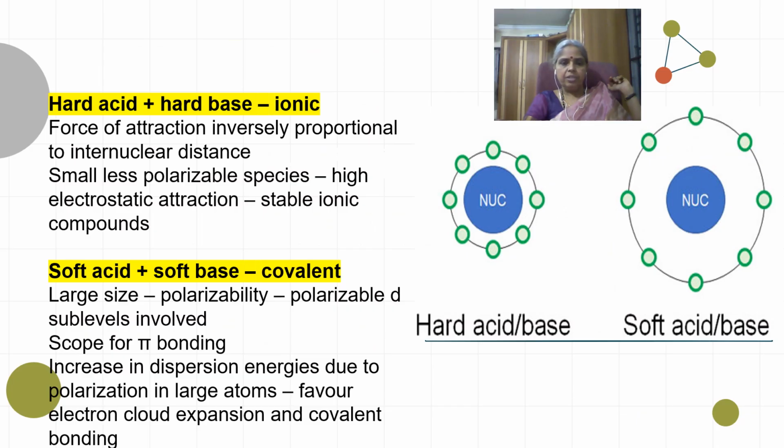Let us see. Now here you can see this is a hard acid nucleus and the electron cloud is compressed, held very tightly. But here you can see the soft thing, this electron cloud is so much expanded, that is, it can be polarized. So this is a soft acid or a soft base. This is a hard acid or a hard base. Now hard acid plus hard base, they form ionic compounds. Soft acid plus soft base, they form covalent compounds.